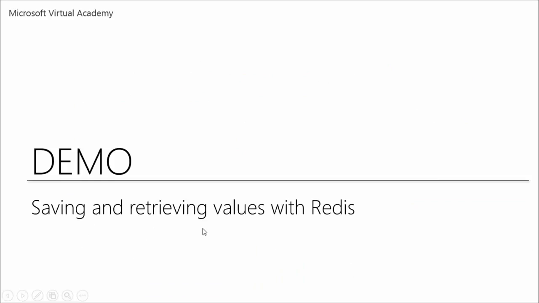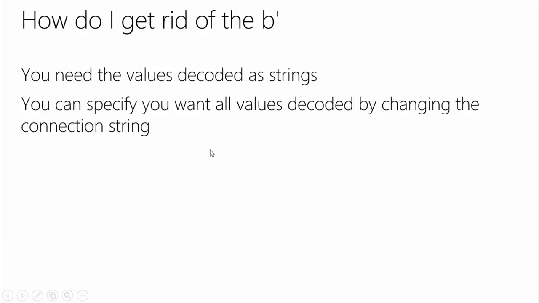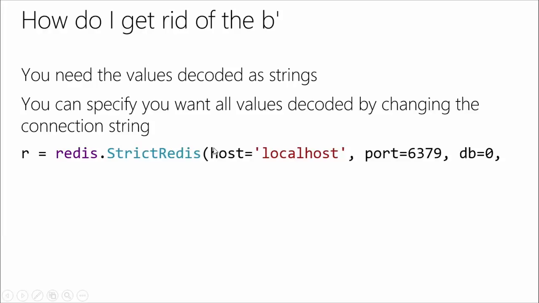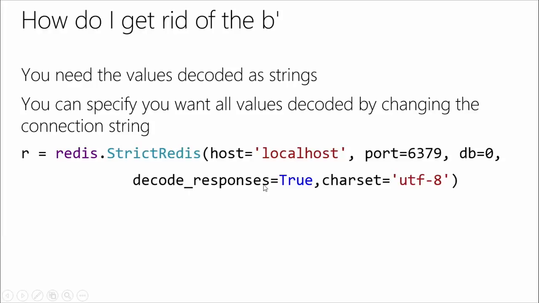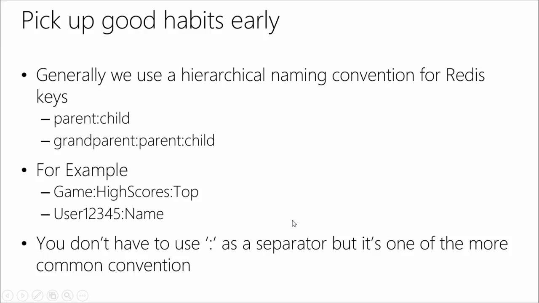So we were able to save and retrieve some values with Redis, and we were also getting rid of that b apostrophe by adding an extra parameter to our connection string. When we say decode_responses equals True and charset equals UTF-8, that allows us to get rid of that b apostrophe that appears when we're storing the values. And I already demoed how to do that.